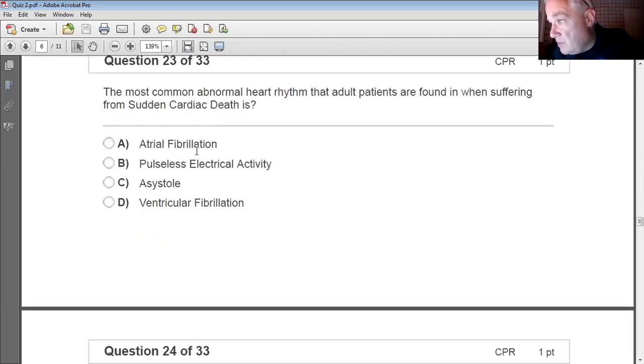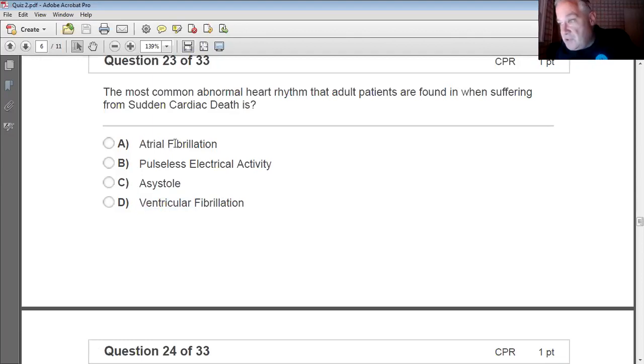The most common abnormal heart rhythm that adult patients are found in when suffering from sudden cardiac death is ventricular fibrillation. Now, somebody had a good question today. What is the difference between atrial fibrillation and ventricular fibrillation? Atrial means the atriums, the upper chambers of the heart, and ventricular means the ventricles, the lower chambers. Those of you who read know that the atriums only pump an inch away to the ventricles. They don't pump very far. The right ventricle pumps to the lungs and the left ventricle pumps to the body. So I think everybody knows the ventricles are the more important part of the heart than the atriums, right?